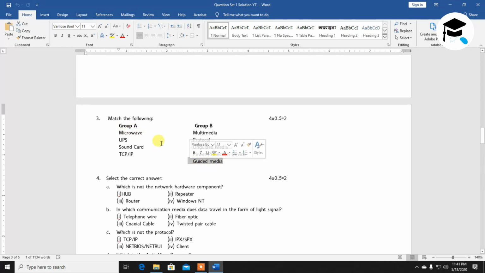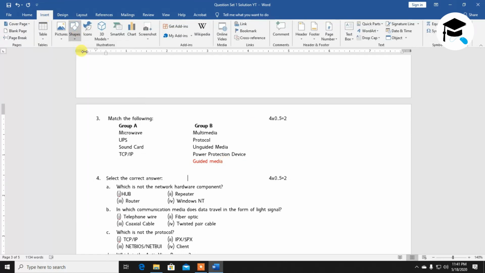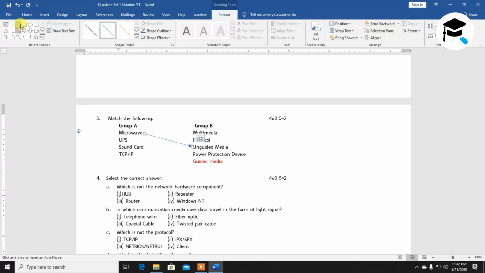Okay, so let's remove this. I hope this is not in the answer. Now let me match it so that you will find it easy. Microwave, where should we project this arrow? Unguided. Don't forget. Similarly, UPS, power protection device. Similarly, sound card, multimedia. And the last but not the least, TCP/IP, it's protocol.